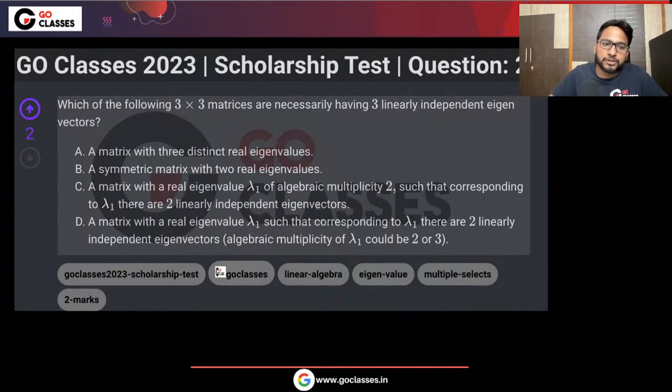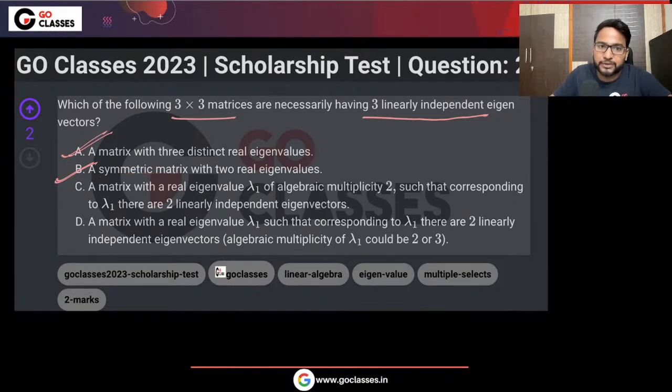Now what about this particular question? Let's just see this question. They are asking which of the following 3 cross 3 matrices are necessarily having 3 linearly independent eigenvectors. A matrix with distinct real eigenvalues? Yes, that's what we know, right? A symmetric matrix: if it is a symmetric matrix, then yes, it has linearly independent eigenvectors. That is a property of symmetric matrices.